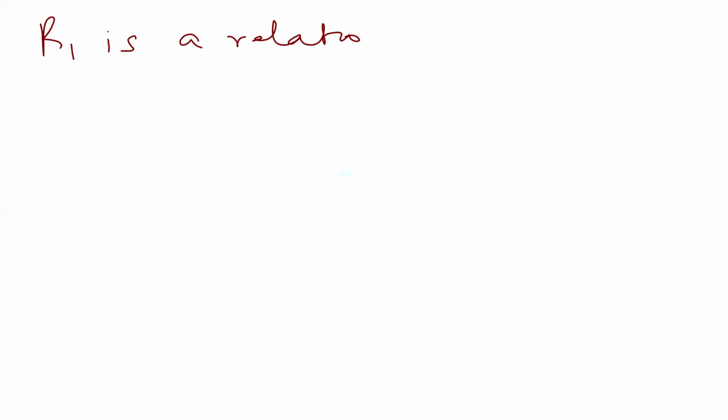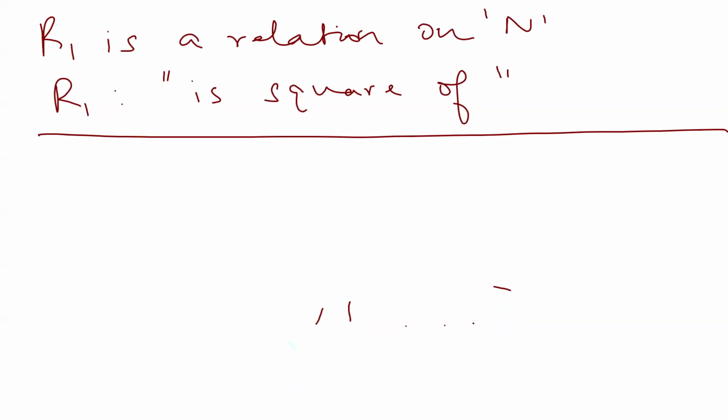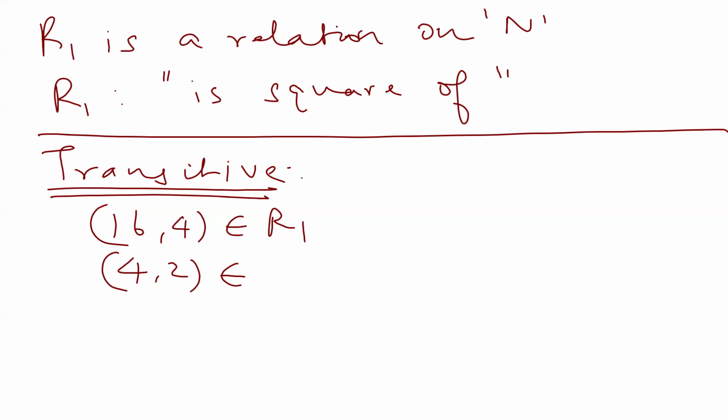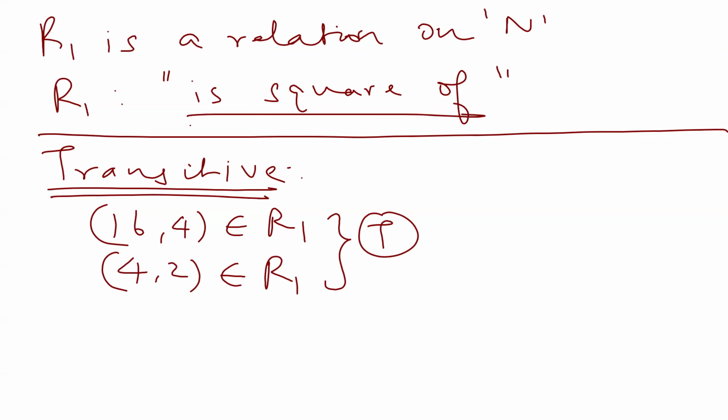Now let's check transitivity. We'll take two examples where the squares are quite valid, and we have to take natural numbers only. 16 is the square of 4. It belongs to R1 because it's true. 4 is a square of 2, which is also true. Both statements belong to R1 because they follow this particular rule, is a square of.